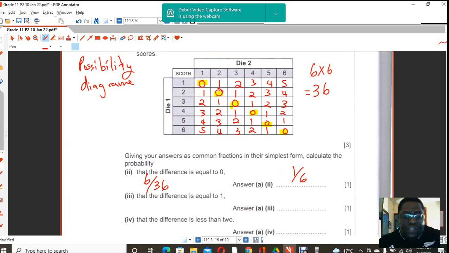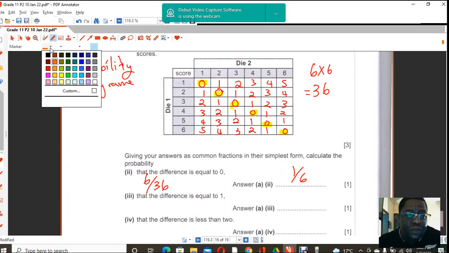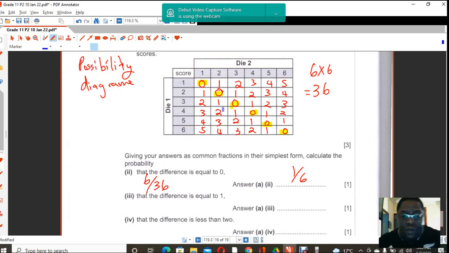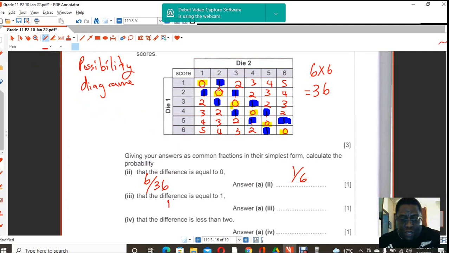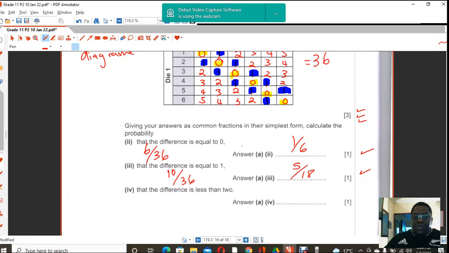Next, that the difference is equal to 1? Well, the difference is equal to 1, so let's count how many 1s there are. I have 1, 2, 3, 4, 5, 6, 7, 8, 9, 10. Well, I get 10 of them. Okay, so it's 10 over 36. Now 10 over 36, half of that is 5, half of that is 18. My goodness, 5 over 18. There you go.